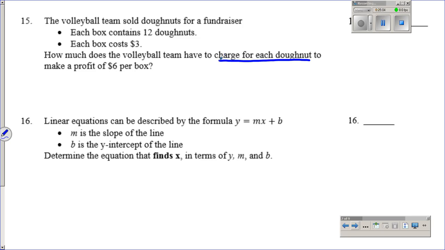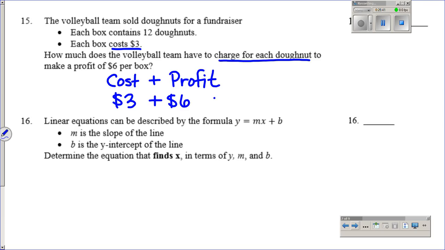Now, when you are trying to raise money for a fundraiser, you're going to have to go out and purchase the items to sell first. And notice it tells us that each box cost $3. So we've got to take into consideration our cost, and we need to add what we want to make as our profit. So we've got to pay ourselves back the $3 we spent on the box of donuts. And we want to make a profit of $6 per box, so we would have to add the $6 to the cost. So we need to sell each box of donuts for $9.